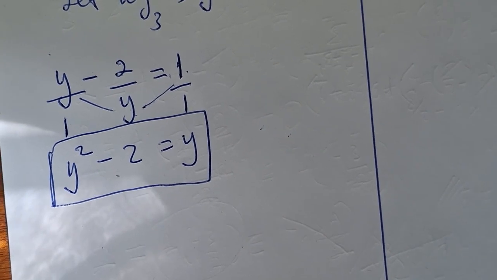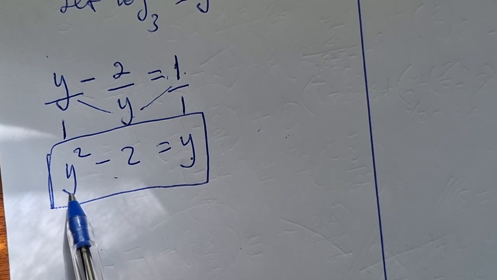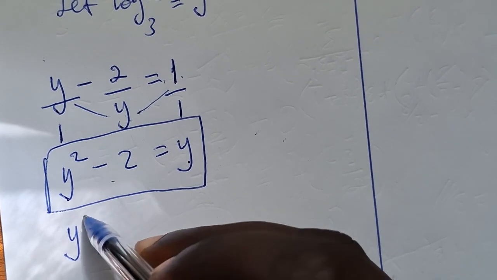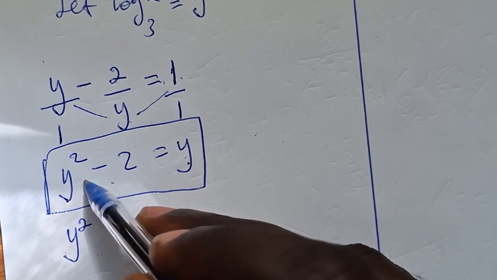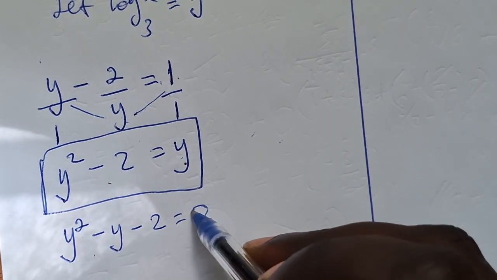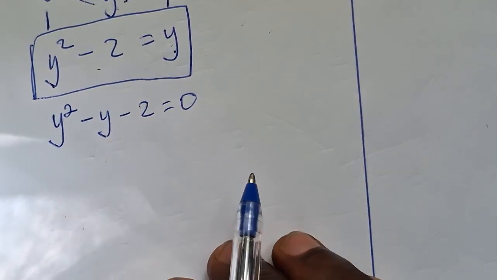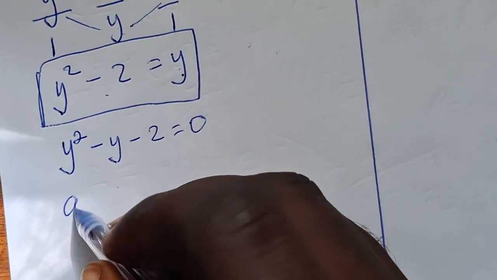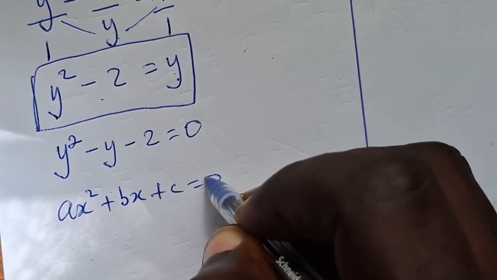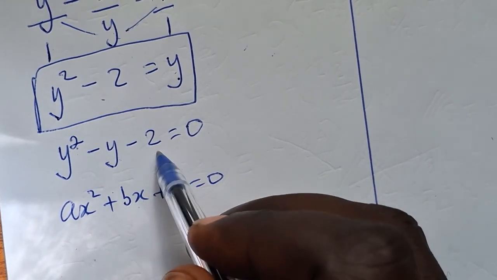Now, what we want to do is carry this to the left-hand side to make it look like a quadratic expression. Therefore, we can say y squared minus y minus 2 is equal to 0. Remember the form we used to have in x: ax squared plus bx plus c is equal to 0. This is the x squared, this is the bx, and this c is a constant.